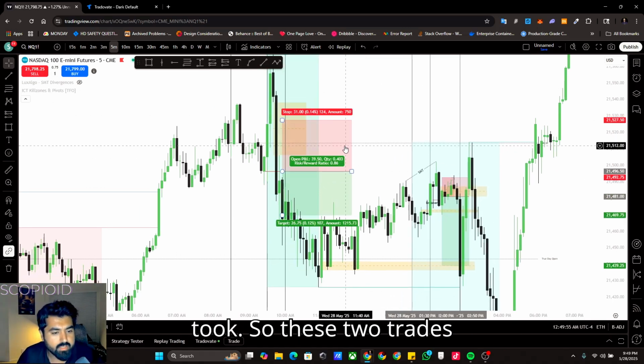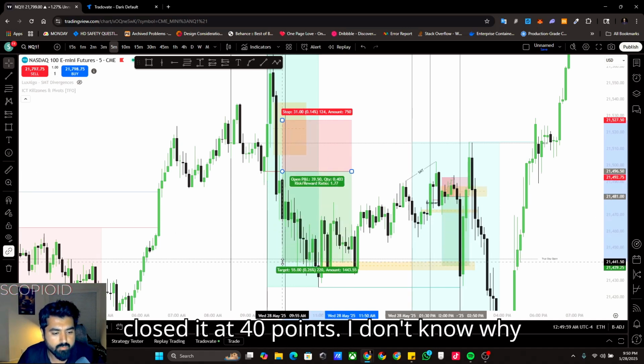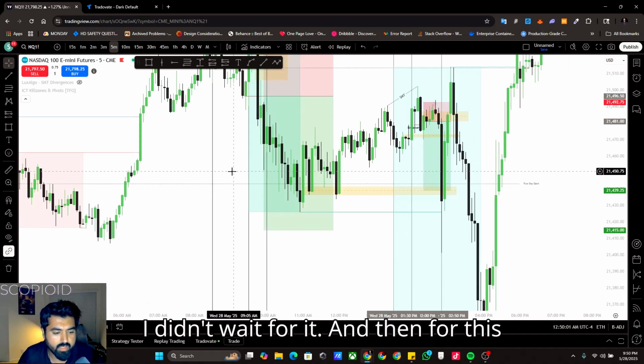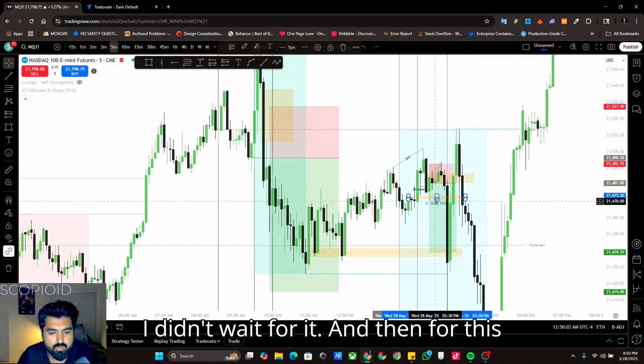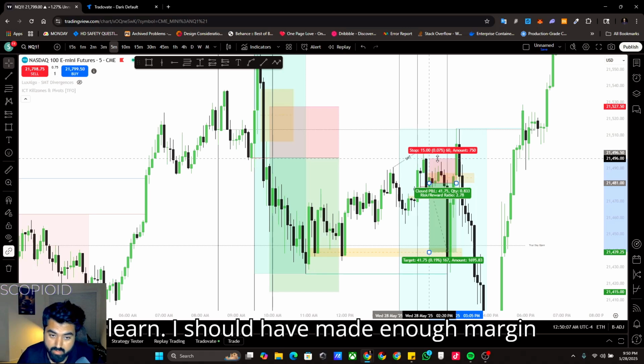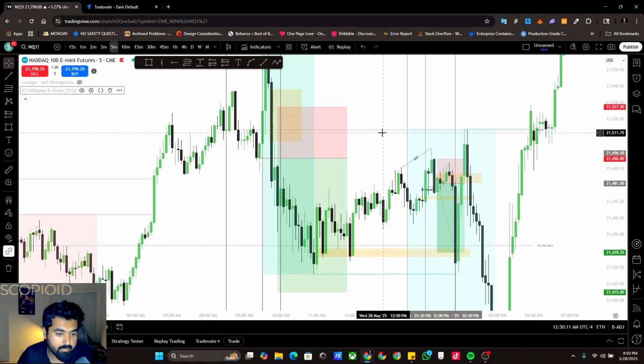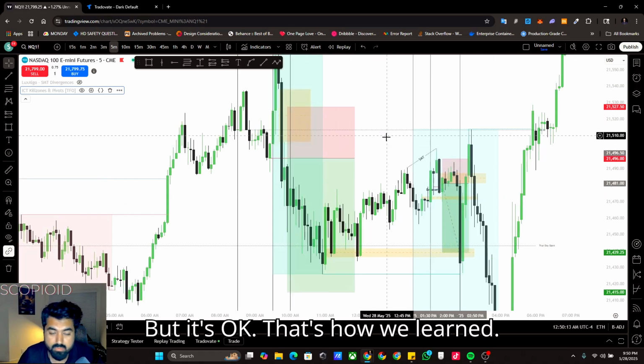So these two trades, I like this one. I should have just closed it at 40 points. I don't know why I did wait for it. And for this one, there are two things to learn. I should have made enough margin for the trade, and here I should have just closed the trade. But it's okay. That's how we learn.